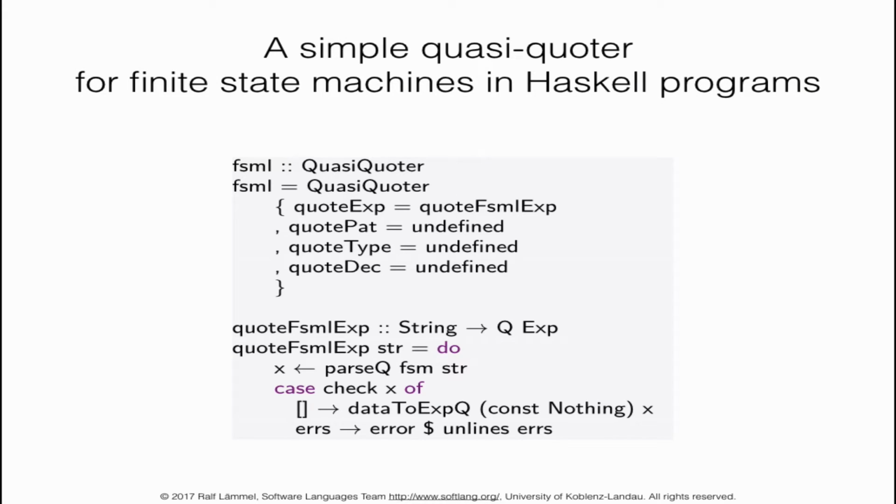So this is, by the way, the quasi-quoter that we need in this case. We need to tell Haskell how it should deal with FSML syntax when it appears in an expression rather than a pattern or a type position. And what we essentially do is we just use a normal parser for FSM. And by this we get an abstract syntax tree for FSMs, and then we use some generic conversion here which translates the FSM AST into a Haskell AST.